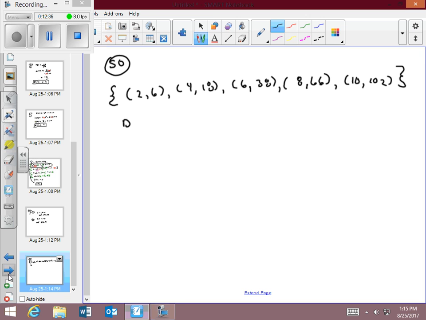The domain, it's the set of first numbers of those ordered pairs. So it's 2, 4, 6, 8, 10. So it's these numbers right here. Domain.